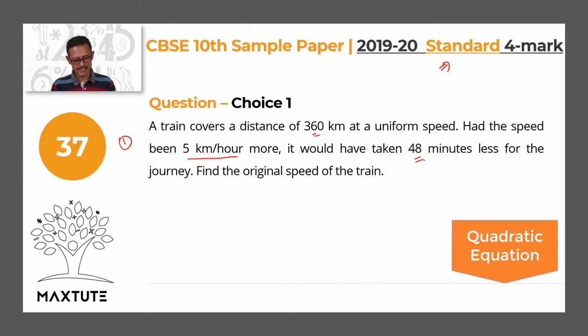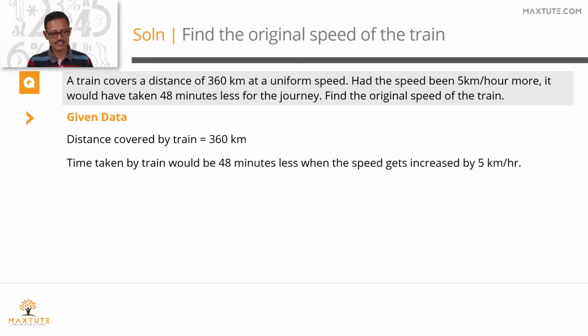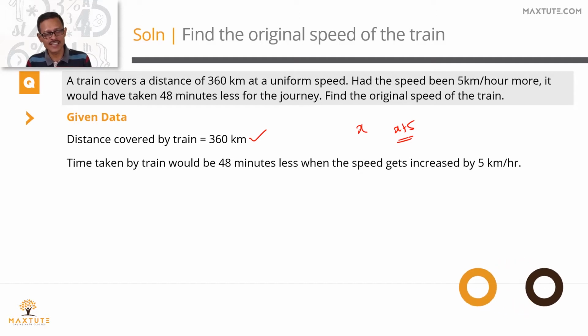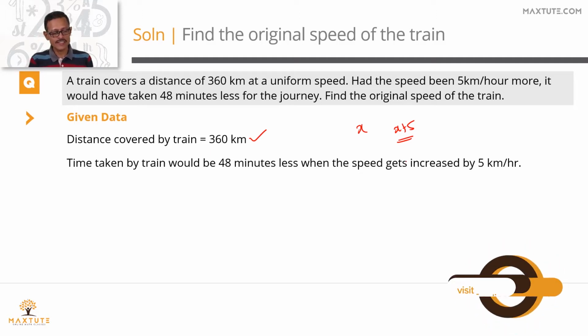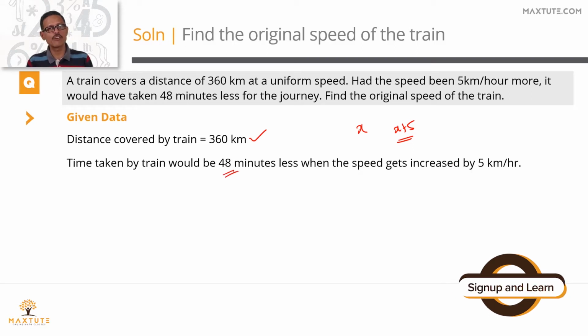Let's get started. The key data given to us is it travels a distance of 360 kilometers. Let's say it has traveled at a speed of x usually. If it is increased to x plus 5, the speed increases by 5. Initially, let's say the speed is 50, it becomes 55. The original speed is 100, it becomes 105. The original speed is x, it becomes x plus 5. If the speed is increased by 5 kilometers per hour, its time taken would reduce by 48 minutes.